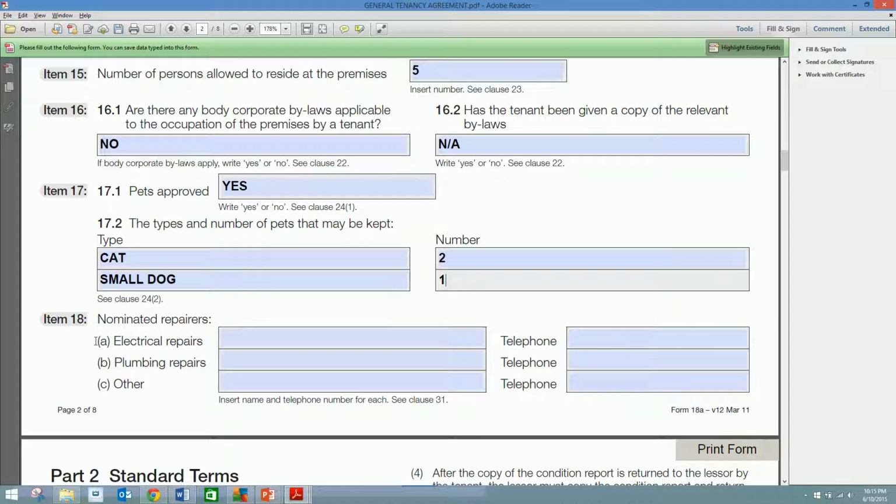Okay, nominated repairers. So if something goes wrong with the electrical or plumbing, who would they go to? We're going to say contact the agent. So if something goes wrong with something to do with the electricity or plumbing, you will contact the agent, and they usually have property managers who deal with that kind of thing.